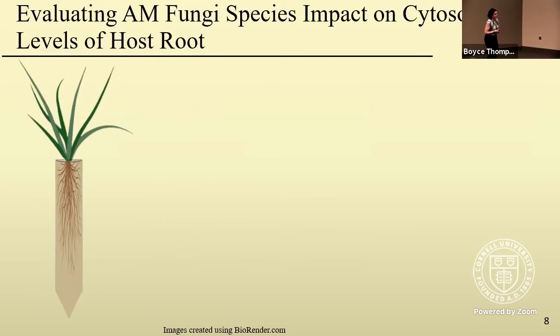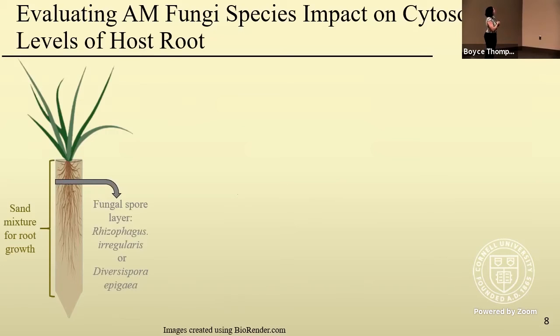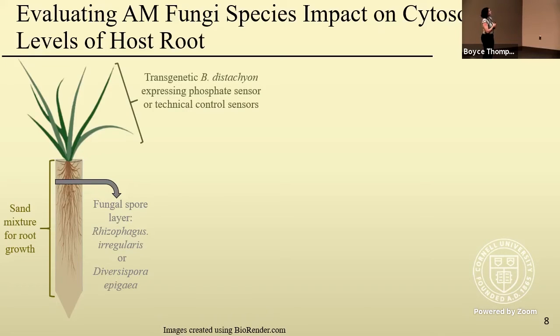So to begin this investigation, we had our little cones here, and they were filled with a sand mixture for root growth and easy root extraction. And then we had a fungal spore layer, which was added. In this case, we were looking at the differences that the fungal species cause in the cytosolic phosphate levels. For this, as I mentioned before, we looked at Rhizophagus irregularis, and then we had Diversospora epigea, which is another species of AM fungi that has been studied in the lab. And then finally, we used transgenic Brachypodium distachyon, expressing either the phosphate sensor or one of our technical control sensors.